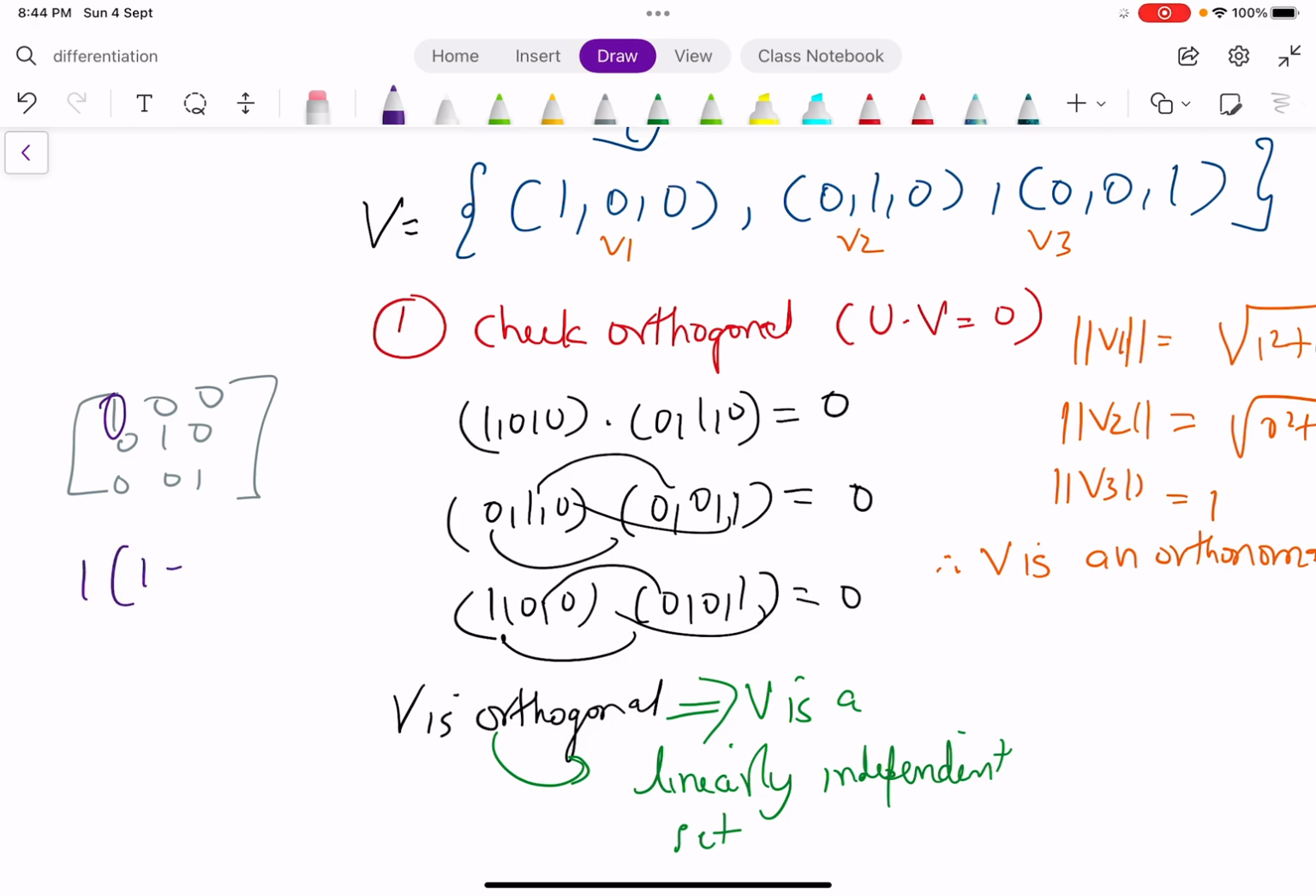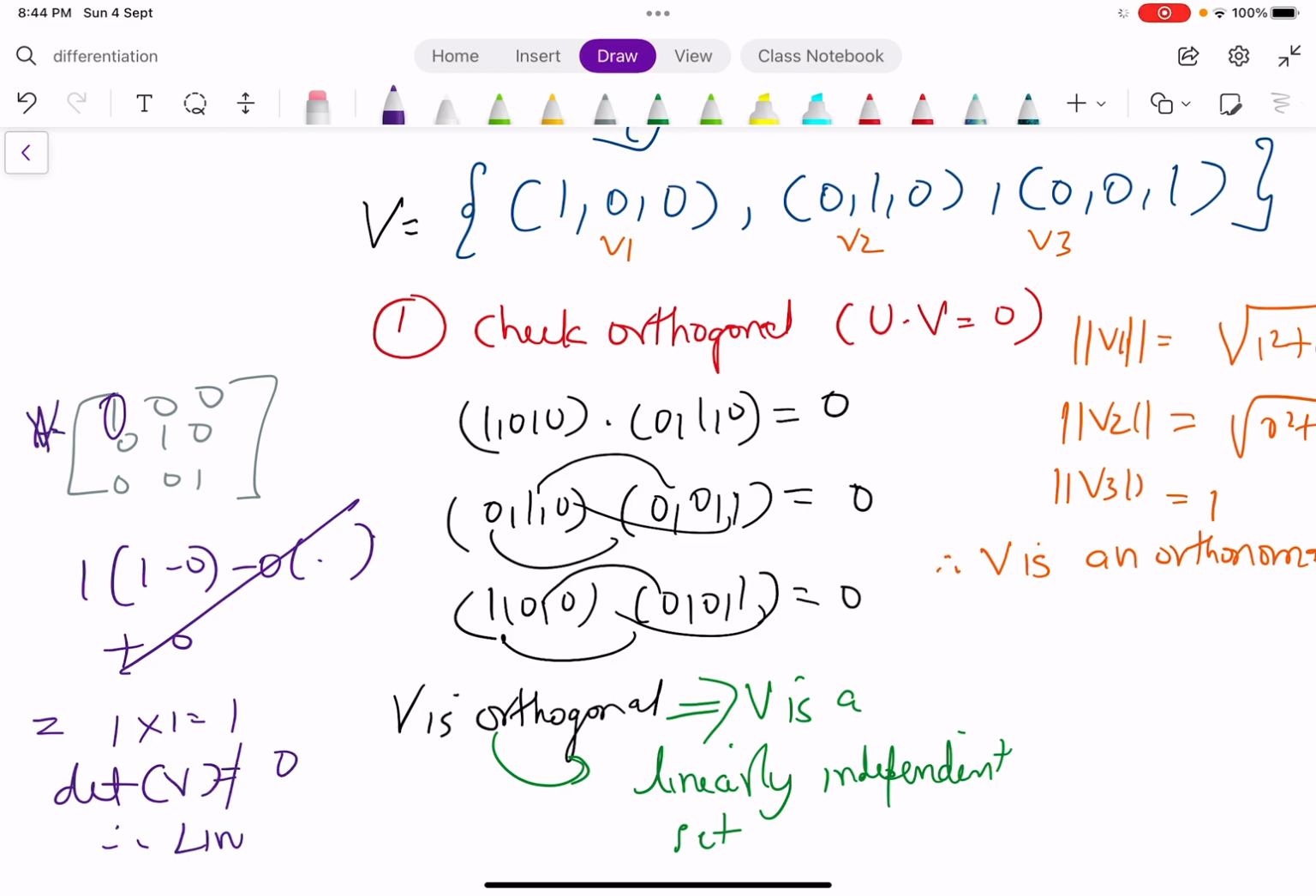1 into 1 minus 0 minus 0 into whatever will be 0 plus again 0. So these two are gone. So this is 1 into 1, which is 1. So the determinant of, let's call this matrix V, the determinant of V is not 0. That means this is again linearly independent.